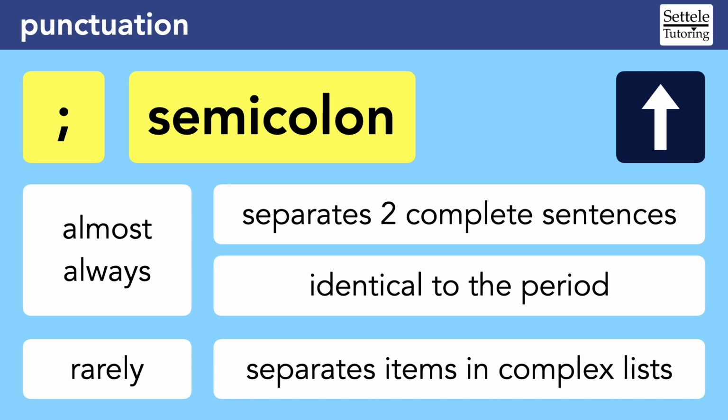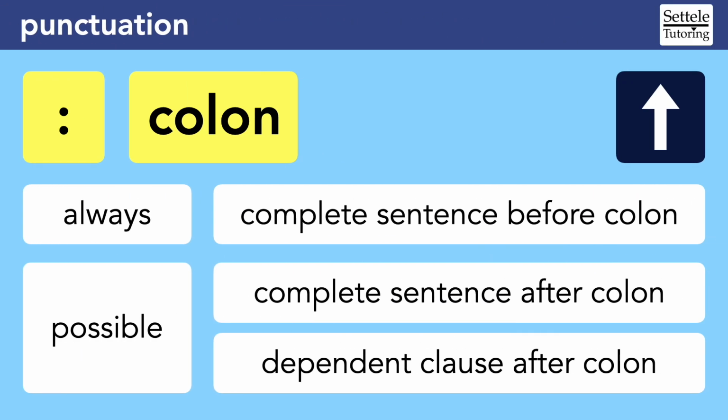Like periods, semicolons are extremely important to notice when they appear in the answer choices because they give us a clear test looking for two complete sentences in the paragraph. Colons are also very important to notice in the answer choices and immediately test against the rest of the paragraph. Colons are more flexible than periods and semicolons, though. They only require a complete sentence before the colon.